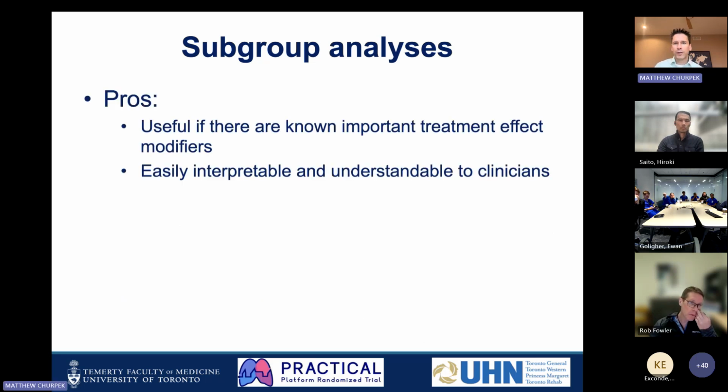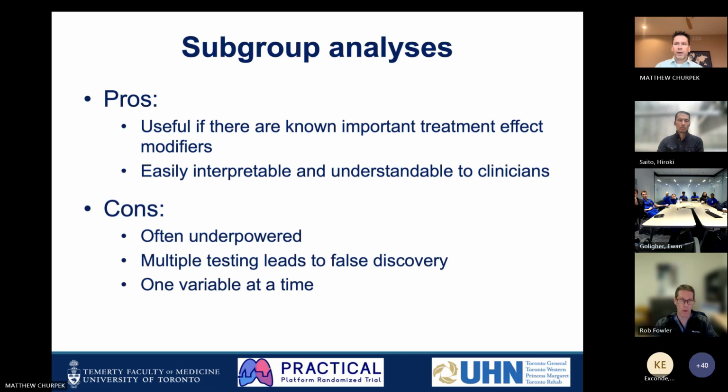So of course, I think the pros are that if you already have strong a priori knowledge of some variables that may be treatment effect modifiers, it can be useful. It's also, I think at first glance, easy to interpret and understandable by clinicians, and of course, is something we're familiar with. But there are, of course, disadvantages.